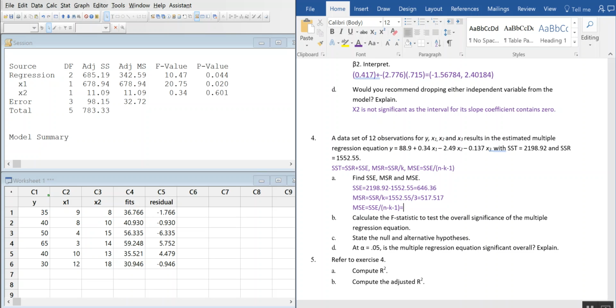And then for our last one, we have the sum of squares error, which we found earlier to be 646.36.